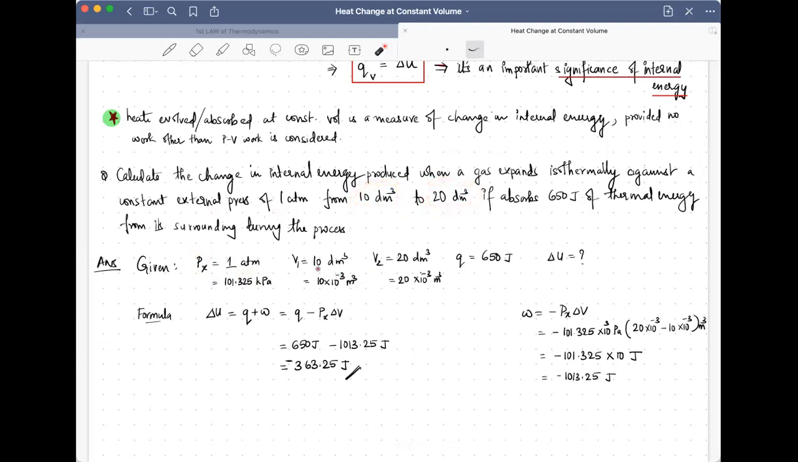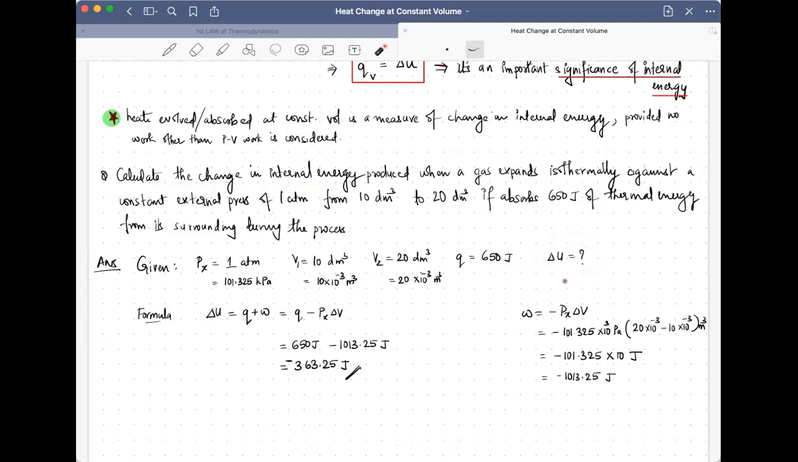So V1, the initial volume, is 10 decimeter cube and V2 is 20 decimeter cube. Then the system absorbs heat, since thermal energy means heat. Since it absorbs heat, it would be a positive value, so Q equals 650 joule. What we have to calculate is the change in internal energy, that is, delta U.